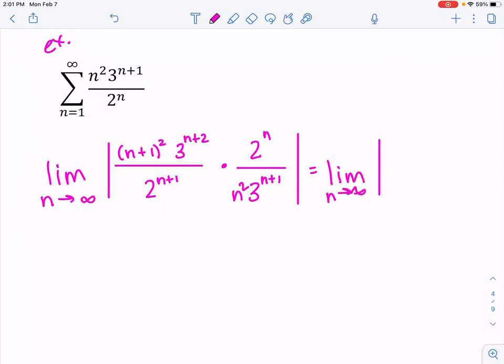Okay, so what happens here? We have n plus 1 squared over n squared. How about 3 to the n plus 2 over 3 to the n plus 1? Just 3, 3 to the 1. And then 2 to the n over 2 to the n plus 1 is going to leave us with a 2, but downstairs.